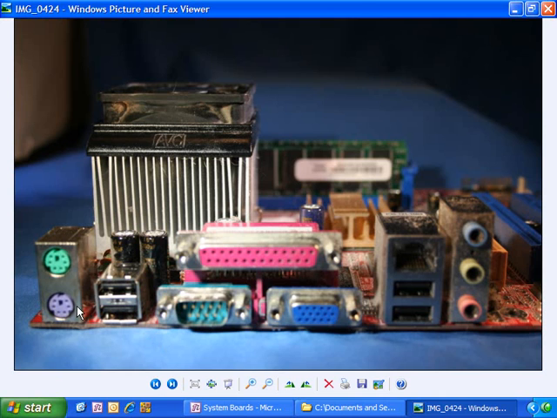All right, here's a side view of the motherboard. Here you see a keyboard and a mouse port. You have USB ports. You have the parallel port, video adapter, serial port, a couple more USB ports, network port, and sound.